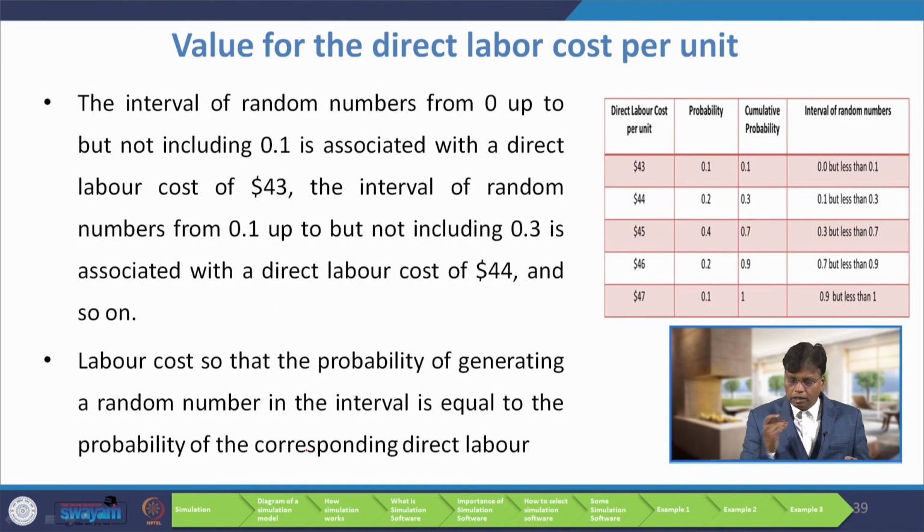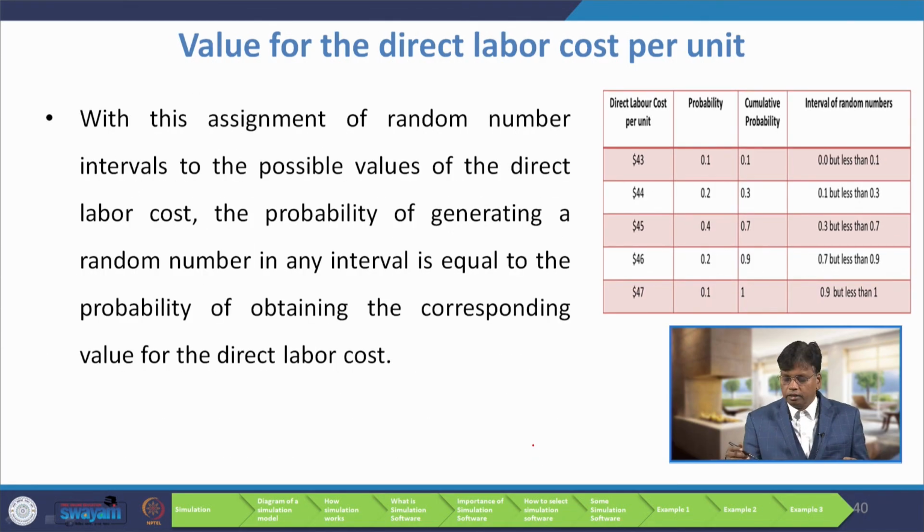The interval of random numbers from 0 but not including 0.1 is associated with 43. The interval of random numbers from 0.1 but not including 0.3 is associated with 44. Like that it will continue for the whole table. So, the probability of generating a random number in the interval is equal to the probability of the corresponding direct labor cost. What you have to do is generate a random number, then look at where that random number occurs in this interval. I will explain that in the next slide.